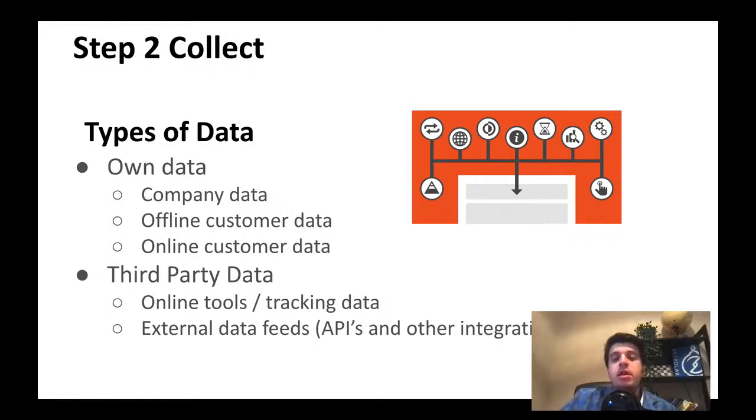Step two in this process is collecting data. In terms of collecting data, there are two types of data that I could collect. I could collect my own data, which is data that is gathered by the company. So this could be company data, offline customer data, online customer data, or it could be data that's gathered by a third party or some other software or platform. So for example, this could be online tools from tracking platforms such as data from Facebook, from Google, or it could be from any service that I use online. It could also be from external data feeds such as APIs or application programming interfaces or other integrations.